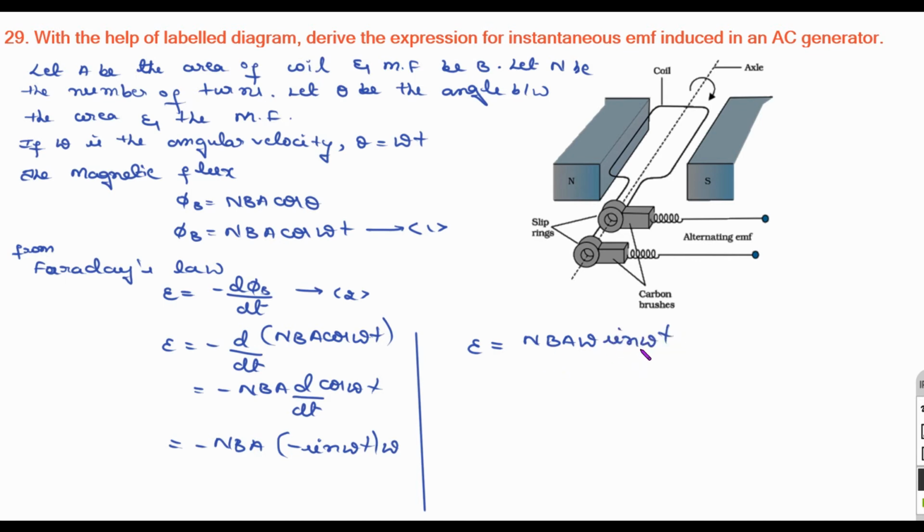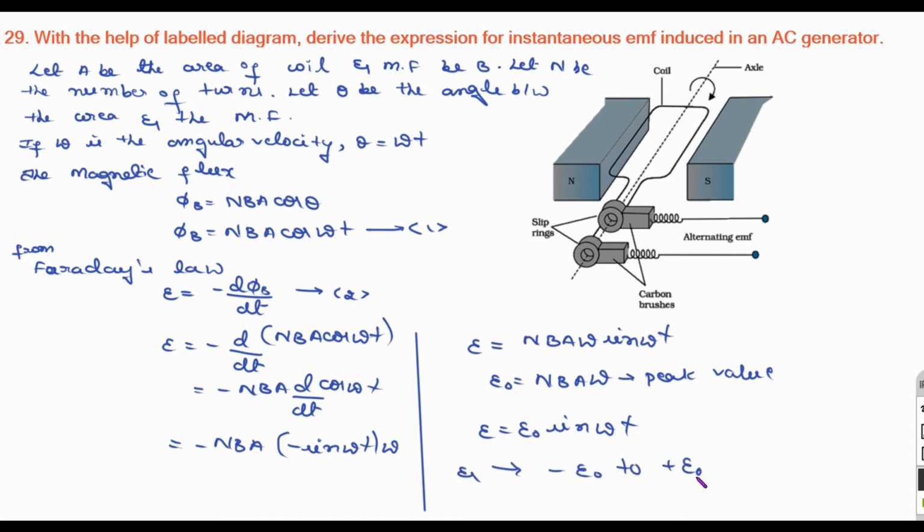So this sin omega t value can vary from minus 1 to 1. So in place of NBA omega, we write E naught, or in place of E naught, NBA omega. This E naught is the peak value of EMF. Now I will substitute this here. E is equal to E naught sin omega t. So the value of E ranges from minus E naught to plus E naught. It's so simple, isn't it?